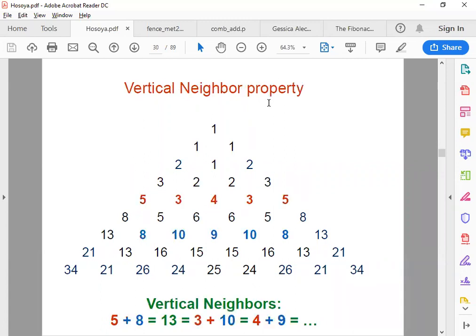Right? Here's a very simple property that I call the vertical neighbors property. Just take 2 vertical neighbors: 5 plus 8, 3 plus 10, 4 plus 9. You always get a Fibonacci number. You get 13, right?